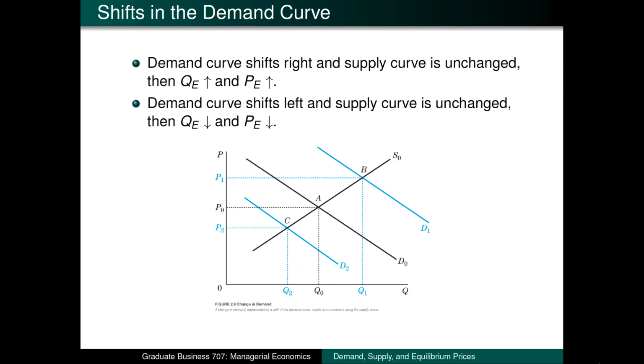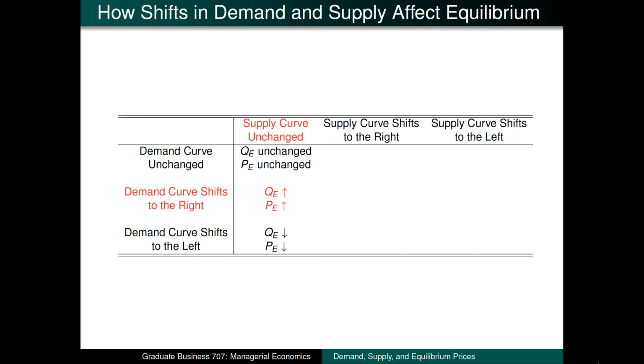Now let's connect our initial table with what we just discussed. Notice that supply was unaffected by the scenarios presented in the previous slide. Whenever demand increased, the demand curve shifted to the right, which resulted in a higher equilibrium quantity and equilibrium price. But when demand decreased, the demand curve shifted to the left, which resulted in a lower equilibrium quantity and equilibrium price. So now that we have the left column filled out, let's consider the top row in this table.